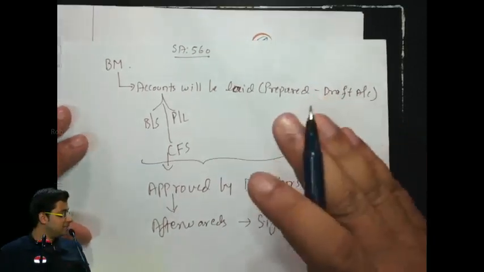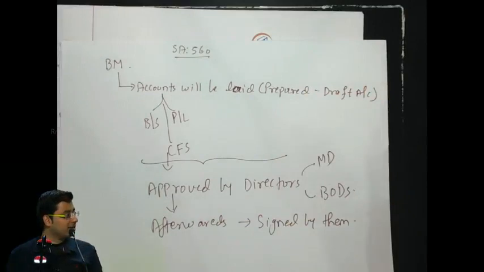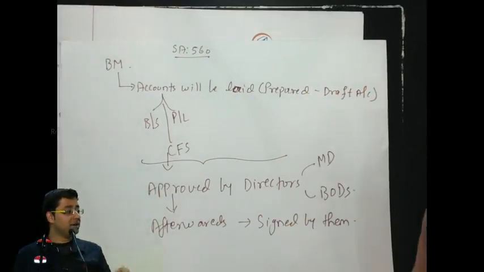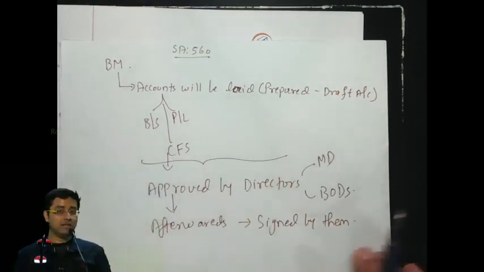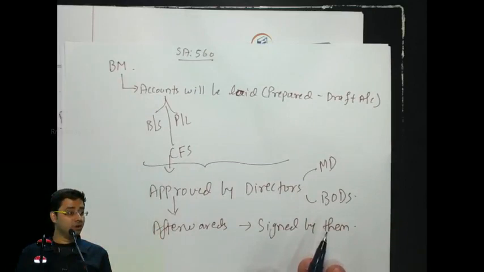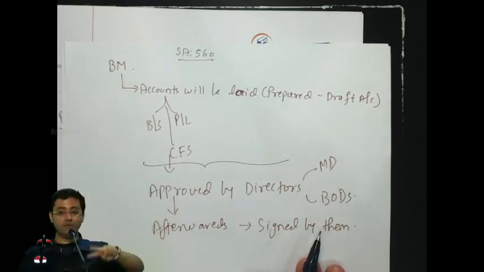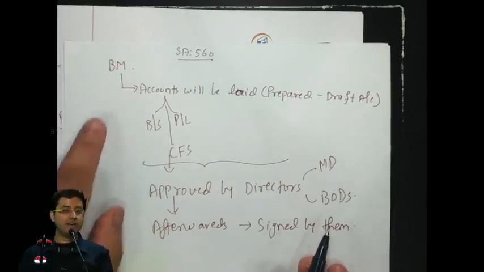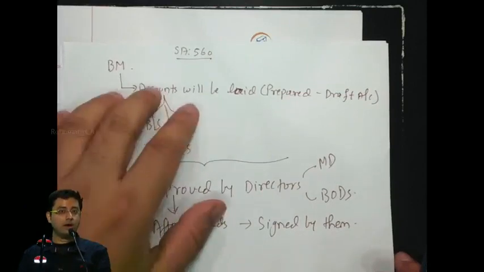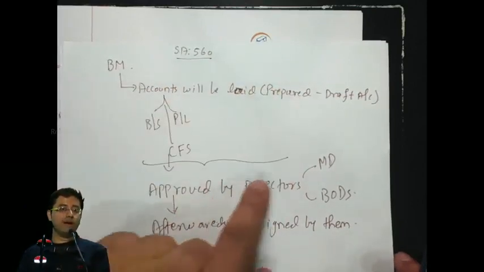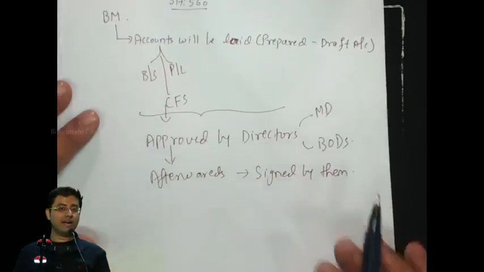First they are laid, there is a board meeting going on, all the directors have gathered. In the board meeting, are shareholders invited? No, it is a meeting of directors. I never mentioned shareholders. Which meeting is going on? Board meeting going on. First I told you what is a general meeting and what is a board meeting. Now I am saying that when there is a board meeting going on, accounts are laid, they are approved by the directors, and afterwards they are even signed by them.